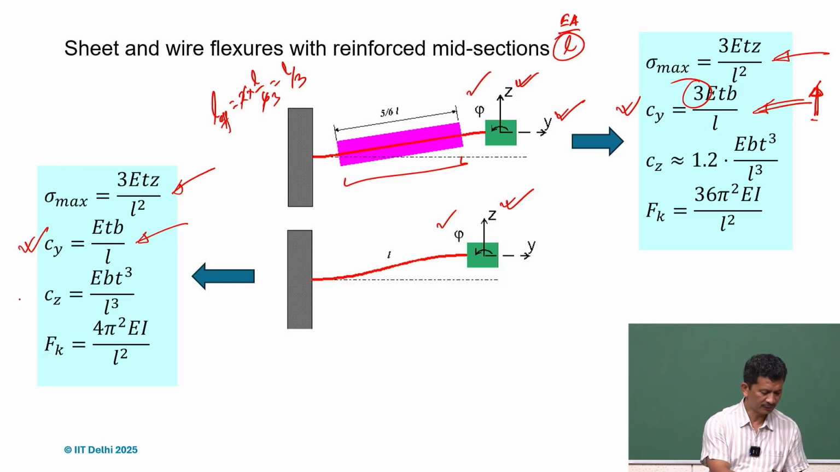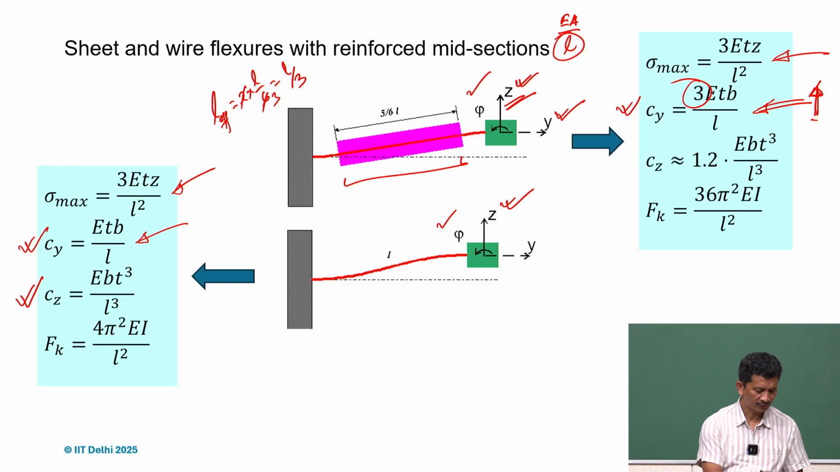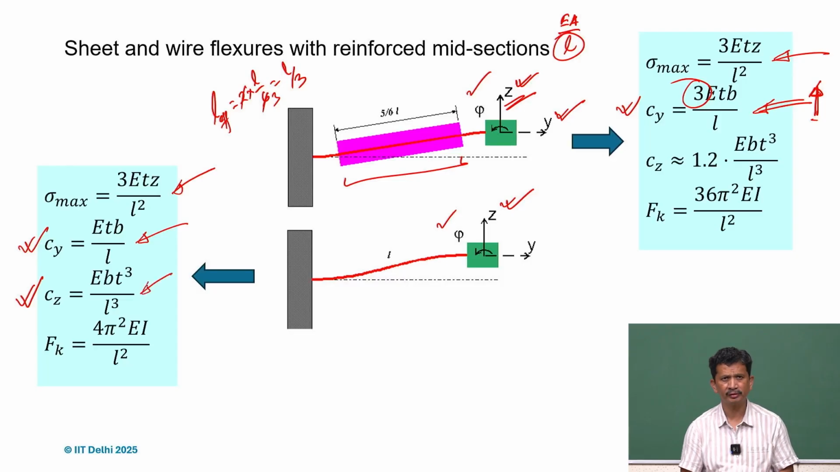Now what happens to Cz? That is the stiffness in the compliant direction. Z is the compliant direction. If we move, it can move easily. So the stiffness should be lower because that's the compliant direction. If you apply any actuation in that direction, it should deform easily. So here, E B T cubed by L cubed, we can always refer to the formulation.